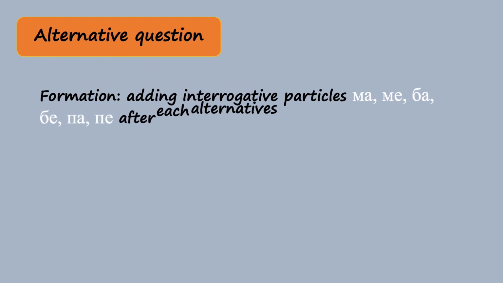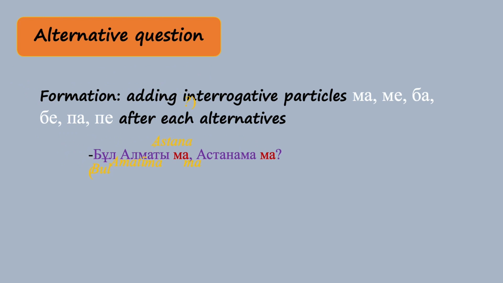The third subtype is alternative questions. Alternative questions present two or more alternative answers, equivalent to questions with or in English. Alternative questions are formed by adding the particles ма, ме, ба, бе, and па, пе after each of the alternatives presented. The answer to the alternative question lies within the sentence. For example, "Бұл Алматы ма, Астана ма?" Is this Almaty or Astana? The answer is Almaty.